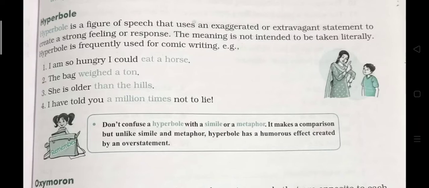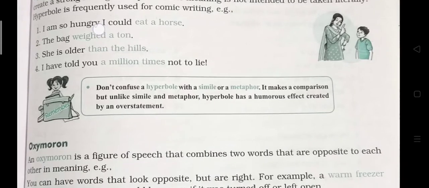She is older than the hills. Okay, hills are the oldest thing in our environment, in our surrounding. And can someone be as old as the hills? Not at all. You just want to say that she was very old. So you have compared her with hills. I have told you a million times not to lie. A million times, who is counting? Who knows how many times you have said? You just want to say that I have said many times. So you are using this hyperbole.